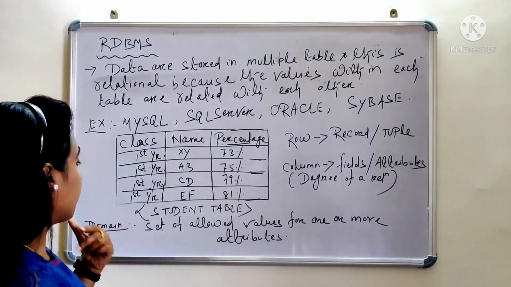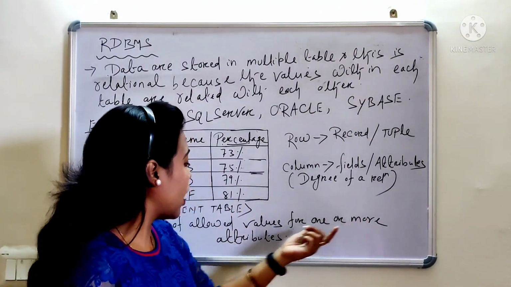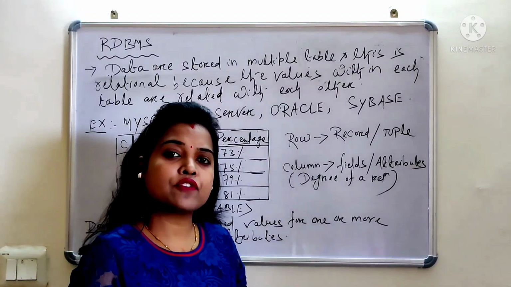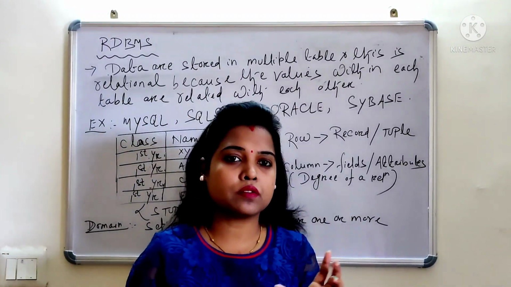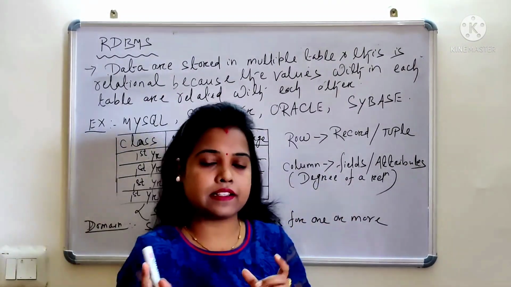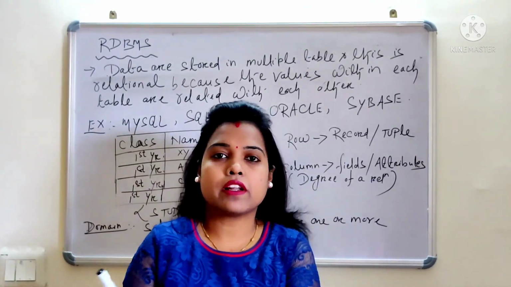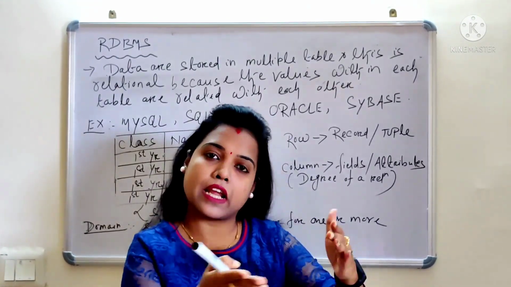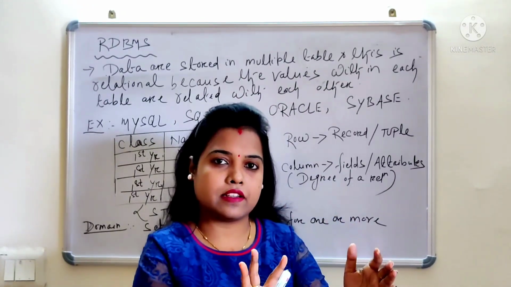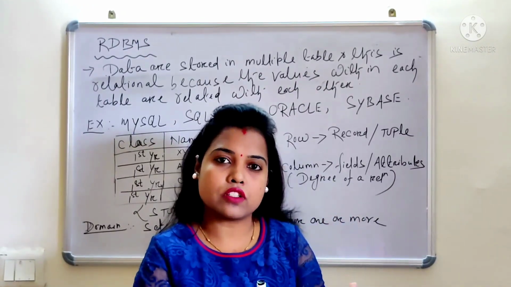Now what is a domain? A set of allowed values for one or more attributes. Suppose I have set a phone number for a student to be 10 digits. If anybody enters 9 digits, then it will display an error message because I have set the value to 10 digits for a phone number. So that is known as the domain.